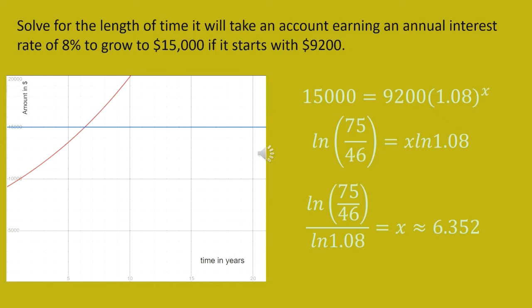And when I divide both sides by natural log of 1.08 to get x by itself, look, I have the same thing I had before when I got to the very end of the problem and used the change of base formula for logs. If I'm changing into natural log, in the numerator we had natural log of 75/46 divided by natural log of 1.08. And again, that's approximately 6.352 years.